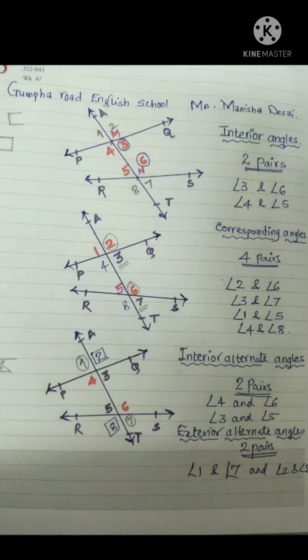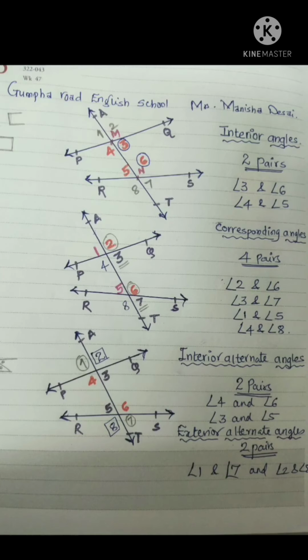Now the angles that lie inside the two lines are called interior angles, that are angles 3, 4, 5 and 6. So we can say that there are two pairs of interior angles, one that lies to the right side of the transversal, that is angle 3 and angle 6, and the other that lies to the left side of the transversal, that is angle 4 and angle 5. Generally, you can see this pair in a C shape.